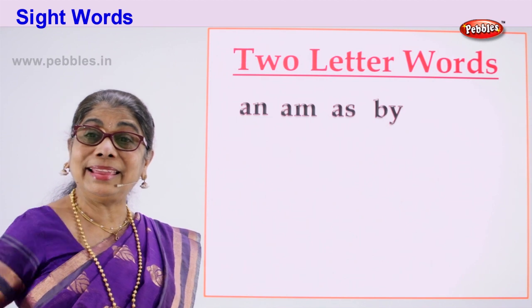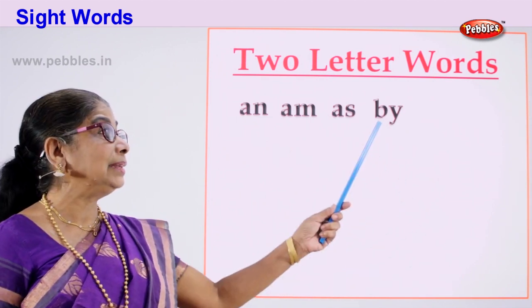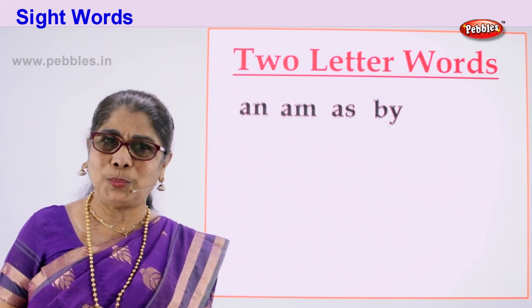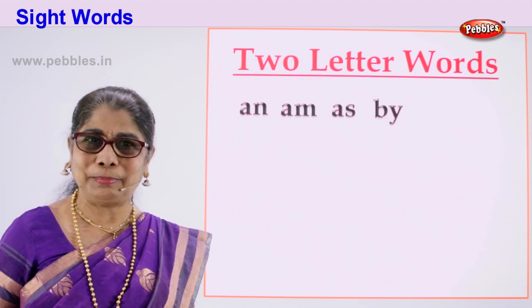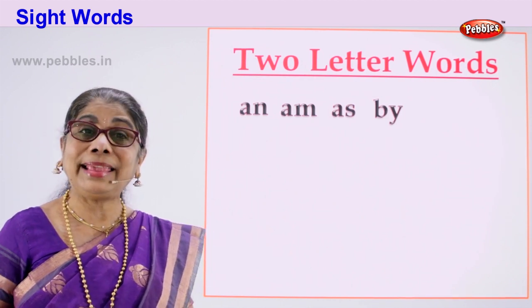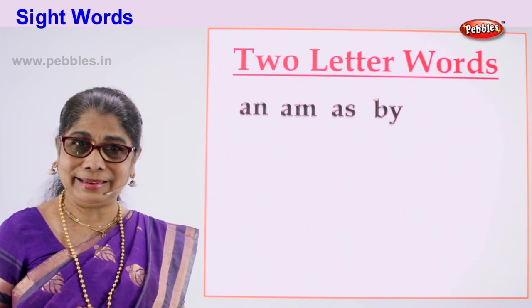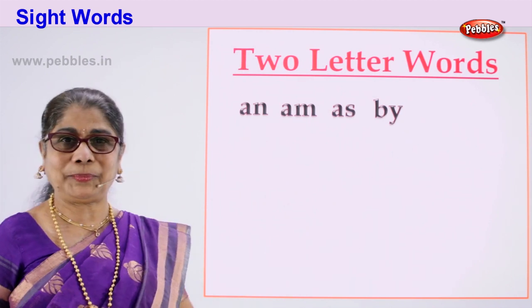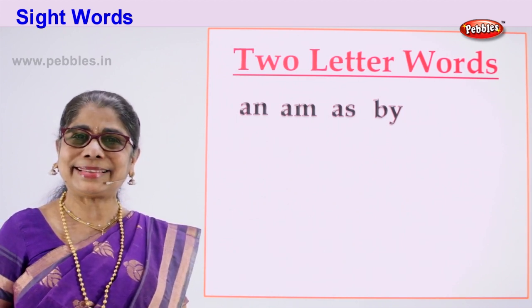Good. By. Mommy sat by my side while I did my homework. My teacher stood by me as I worked out the sums. I came by bike because I was a bit late. My daddy brought me by bike. Good. Now, let's look at our next sight word.